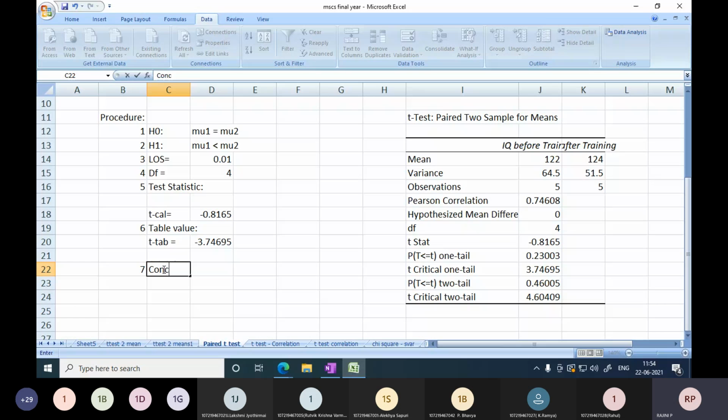So what is the conclusion? Can anybody tell me what is this left tail test conclusion? One minute, let me draw the curve.